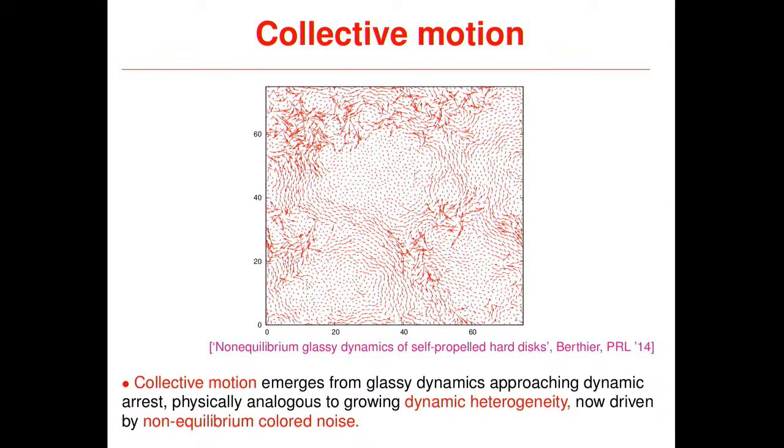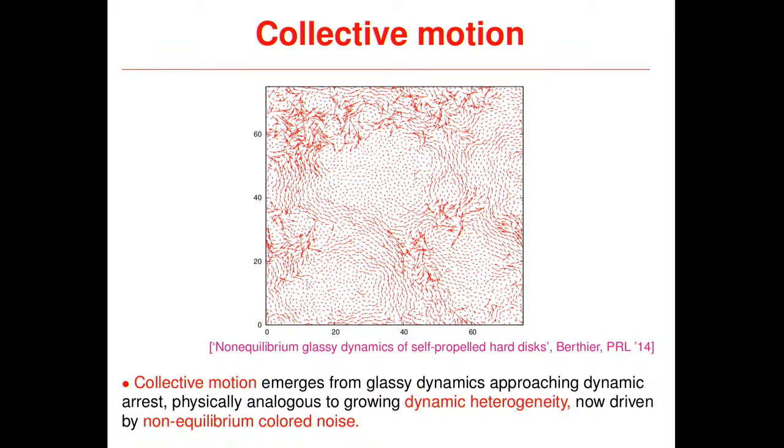Yet, if you approach the glass transition line and you see how the particles are moving, just as in equilibrium supercooled liquids, you will have this large-scale dynamic heterogeneity. So this is the displacement field for how these particles that are self-propelled move at large densities approaching the glass transition. And you see these interesting patterns of collective motion.